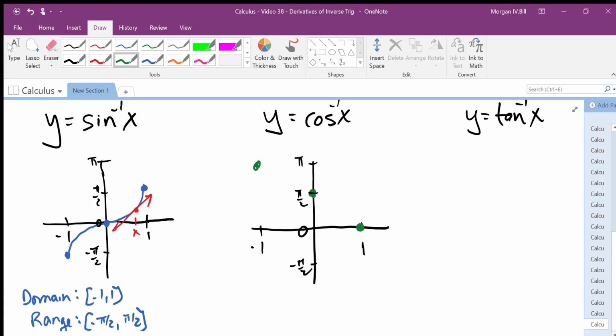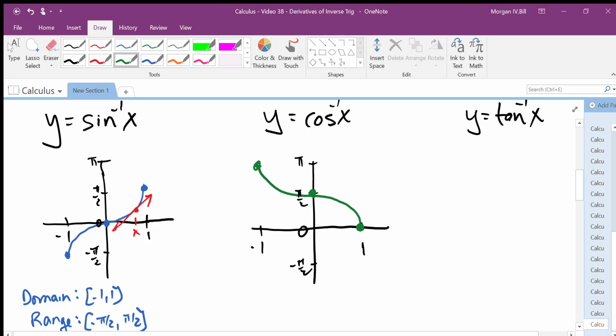Unlike the sine graph, however, the portion that we're going to use for the inverse cosine is from 0 to pi. We can't use from -pi/2 to pi/2 because it would look something like this. It would be from here to here. And that also is not a function and does not cover the entire domain -1 to 1. So we go from 0 to pi on the range here, and it looks something kind of like that.